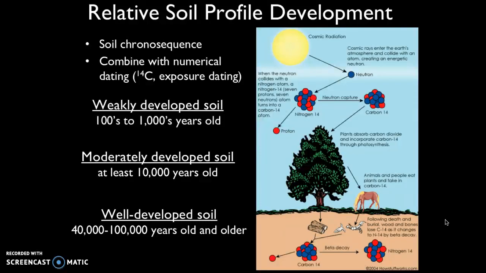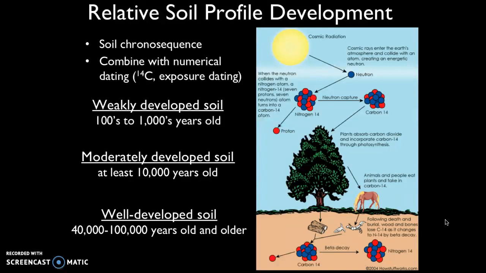Carbon-14 is definitely one of the most used, especially in biology. But there are many others that we use. For example, argon dating is very common. Uranium and lead dating is very common in geology as well. So there are many others out there. Okay, but basically, based on that carbon-14 dating, we are able to see how old the soils are.